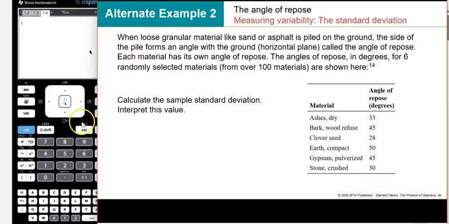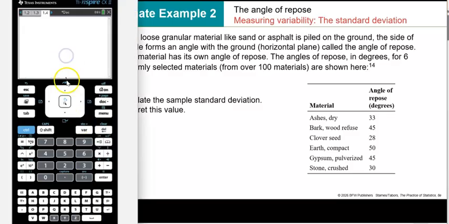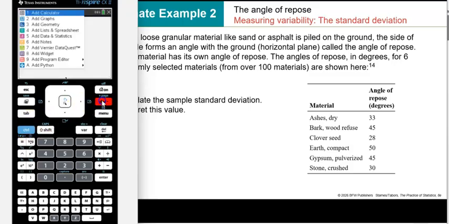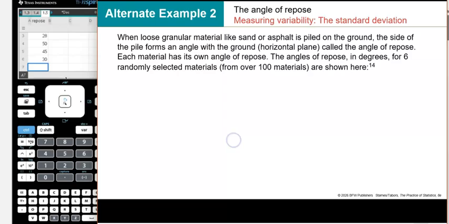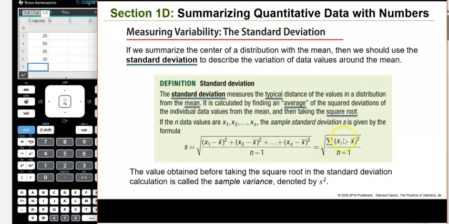It's kind of a small set, so I'm going to do this by hand here. I'm going to add a page, so Control Doc, and go to Lists and Spreadsheets. This is for repose. Repose numbers are 33, 45, 48, 50, 45, and 30. I'm going to go back to a previous page here so you can see the formula. See that formula on the right? I'm referring to that formula here.